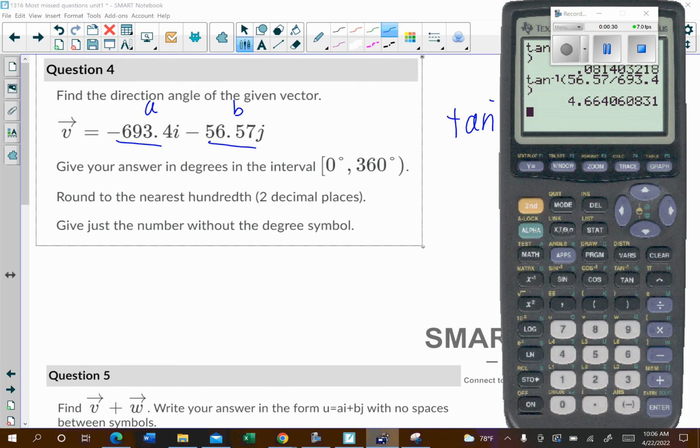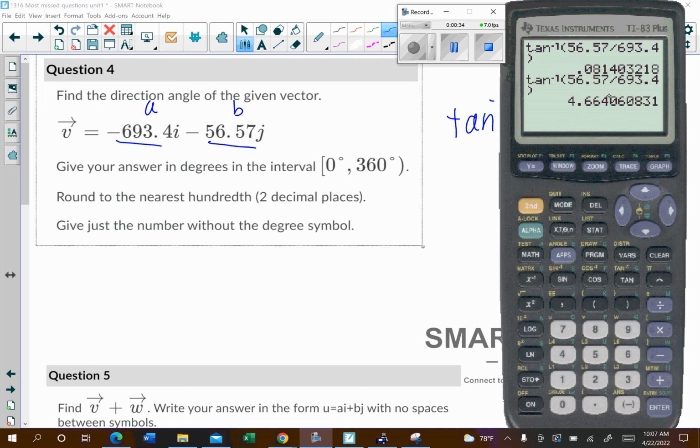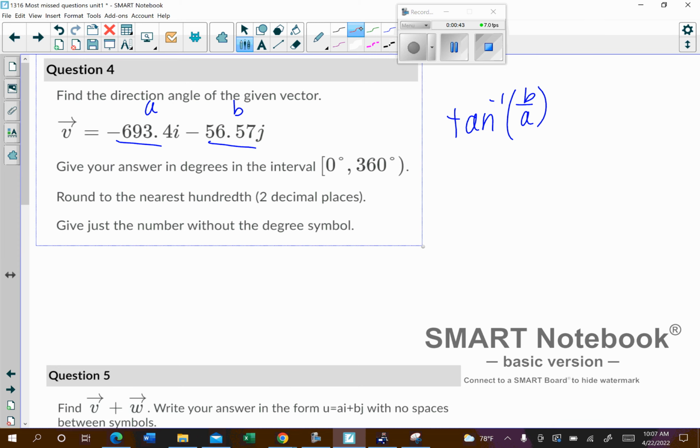And so I already have it in the calculator right here. When I first did it, I did it in radians. You've got to make sure you're in degrees because we have degrees here. And so you get 4.66, but what you have to remember is that your calculator is defaulted to only give your answers within, for tangent, quadrant 1 and quadrant 4. So you kind of have to think about what's actually going on here.